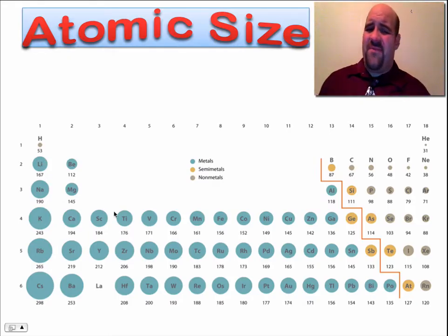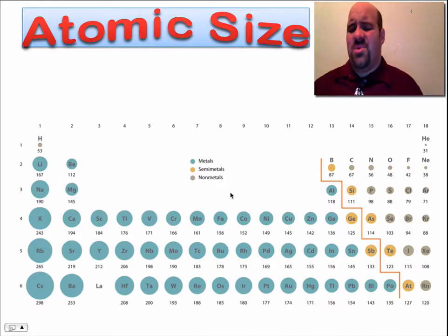This might be a little confusing going to the right, because as you go to the right, you're getting more protons, more neutrons, more electrons in the atom. There's more particles in the atom even as you're going over. So why do they get smaller? And we'll talk about that in a bit in terms of Coulomb's law.